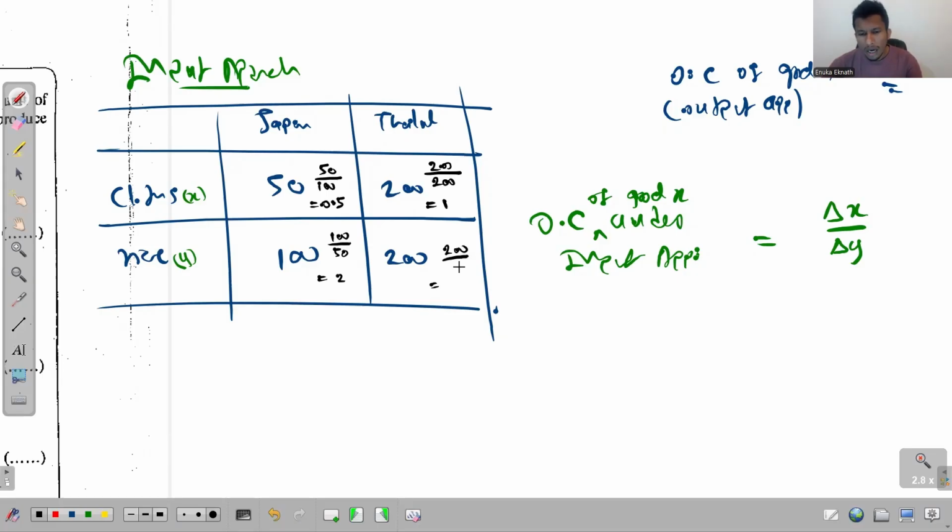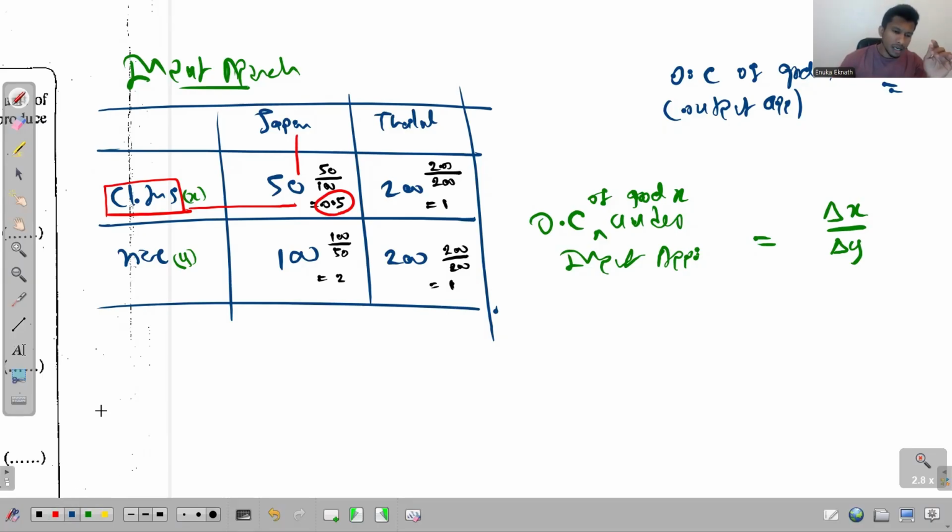Delta y is 200, delta x is also 200, then the answer is once again 1. Okay, now we will recognize the country with the comparative advantage for each product. For clothes, the opportunity cost of producing clothes in Japan is just 0.5, but in Thailand it's just 1. So Japan has the lowest opportunity cost of producing clothes.